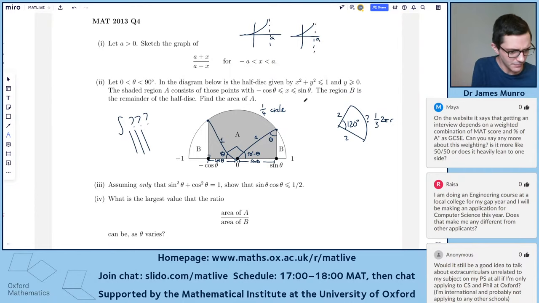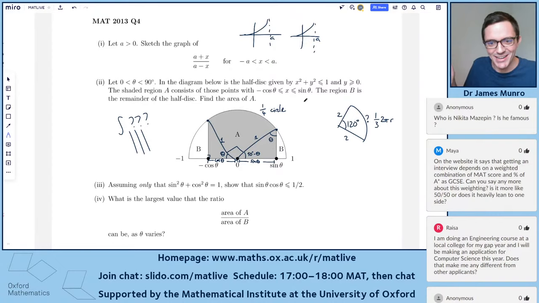Who is Nikita Mazepin? Is he famous? Who is Grant Sanderson? Why are people picking these usernames? What's going on? Nikita Mazepin is a Formula One driver.